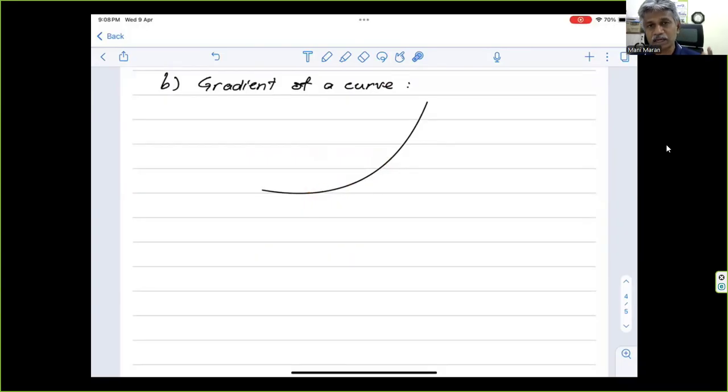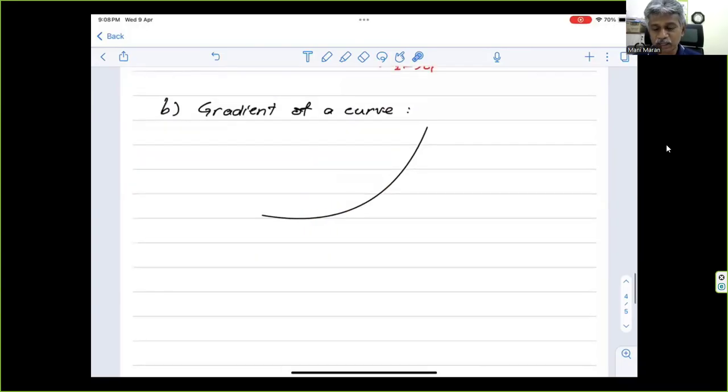When you're climbing a hill, I'm sure you all have done hill climbing, initially the slope is not so steep. And when you go higher and higher, it becomes steeper. It means the gradient is changing. So the gradient actually depends on the point where you are standing.